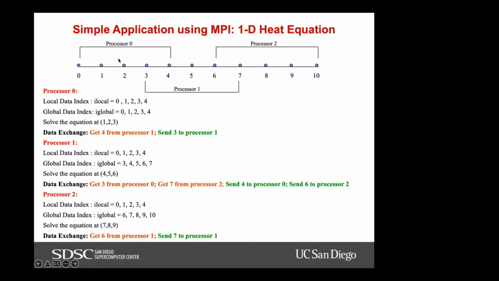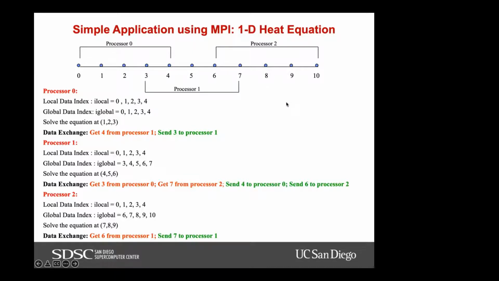So what happens is we start out, you have all the values, initial conditions, right? So you start by saying, hey, I can compute 1, 2, 3, because to compute 1, I just need 0 and 2. And to compute 3, I need 2 and 4, which are all on processor 0 right now. So that's easy, right? So you update 1, 2, 3. And on processor 1, you update 4, 5, 6. And on processor 2, you update 7, 8, 9.